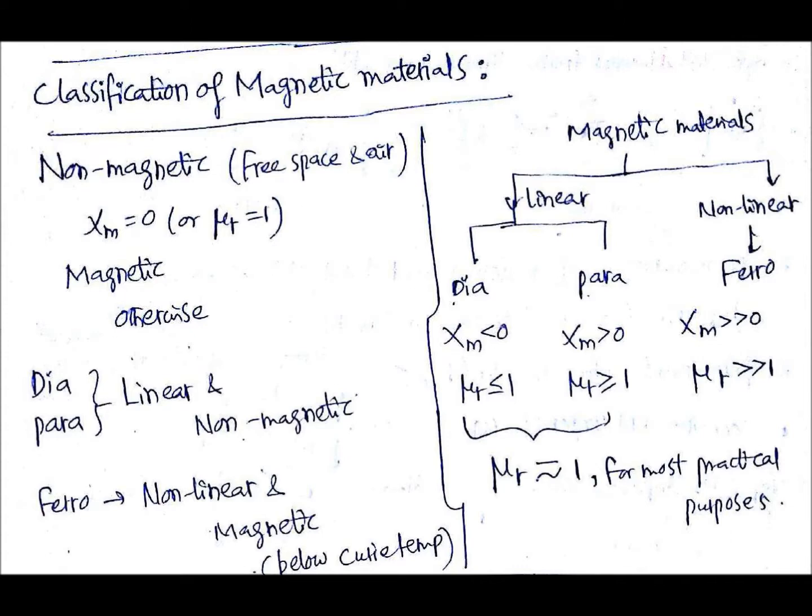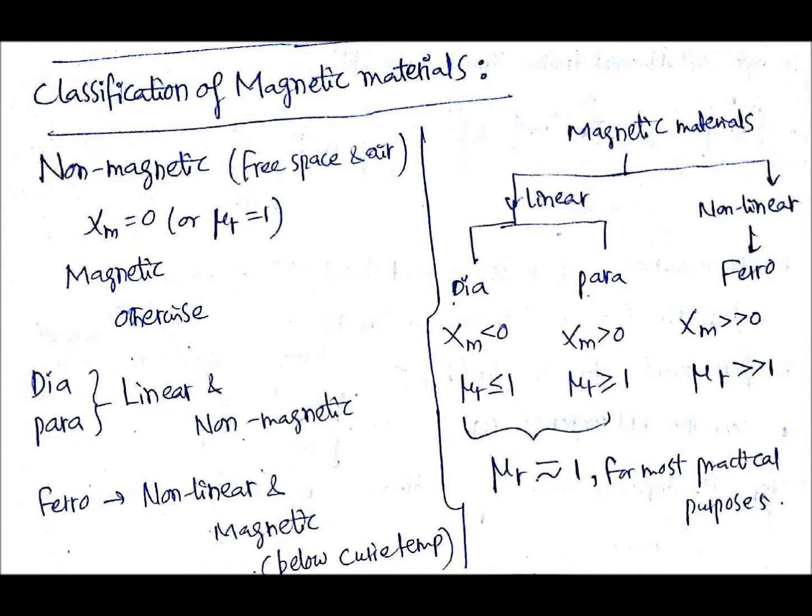To the classification of magnetic materials. So basically they are classified as, first of all, magnetic materials and non-magnetic materials, right? Free space and air come under non-magnetic, and chi-m is 0 for those non-magnetic materials. In other words, we can say relative permeability is 1, right? Otherwise, if these two conditions are not satisfied, we can say that the material is magnetic.